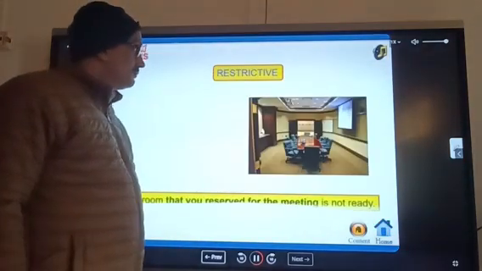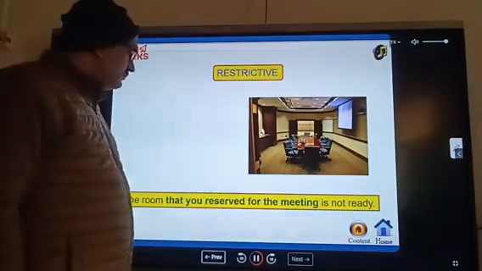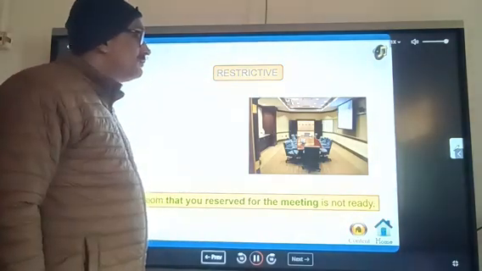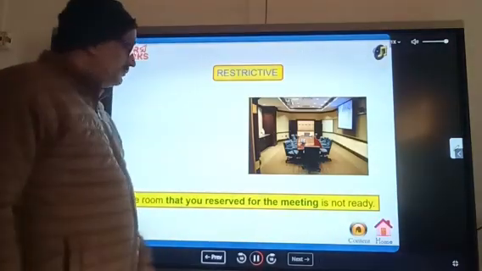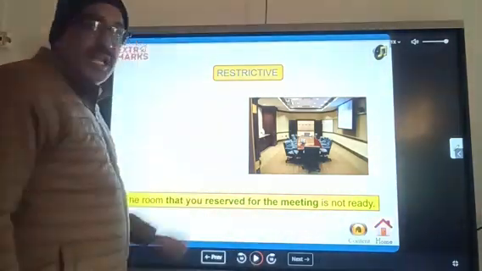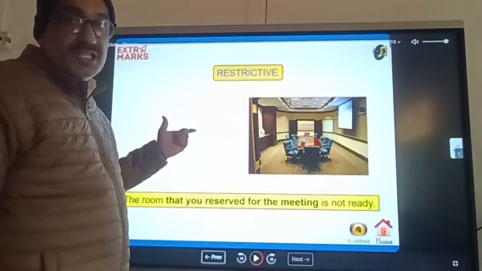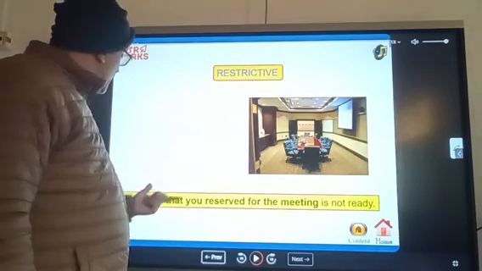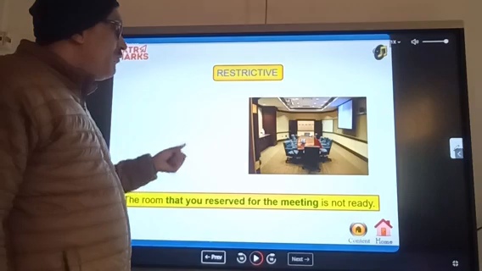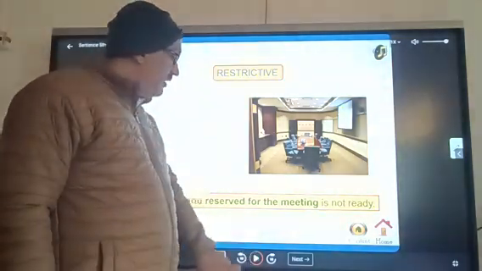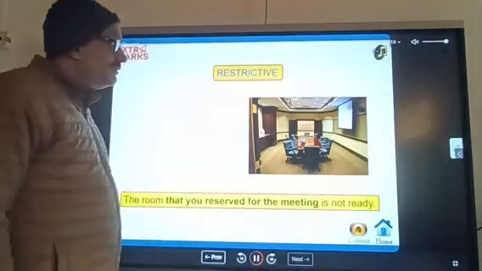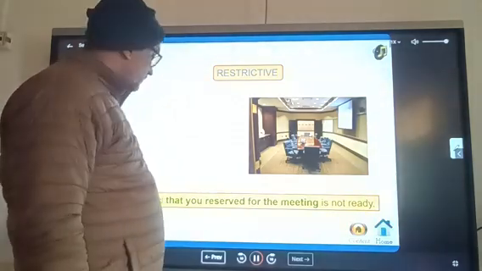Now look at an example of a restrictive adjective clause. The room that you reserved for the meeting is not ready. This sentence is the example of a restrictive clause. That you reserved for the meeting is the restrictive adjective clause.